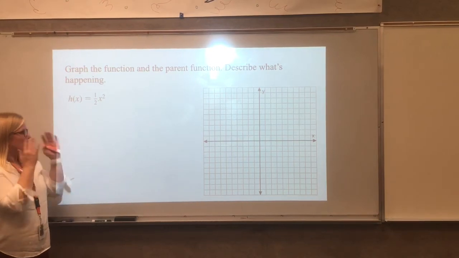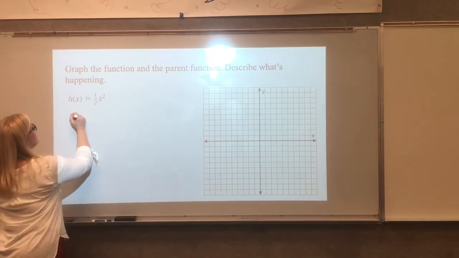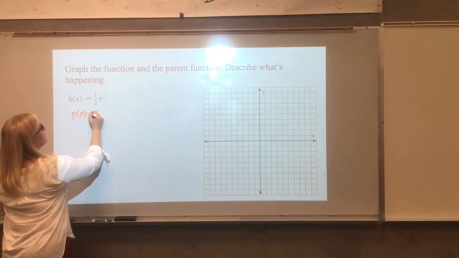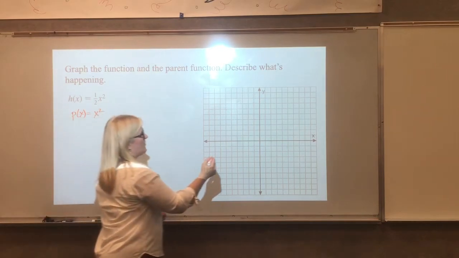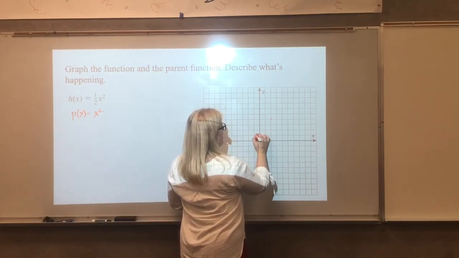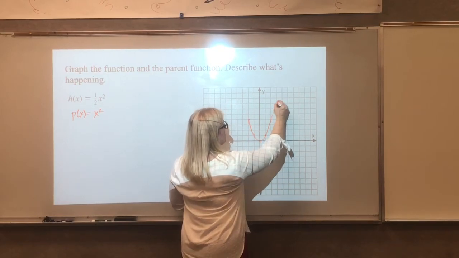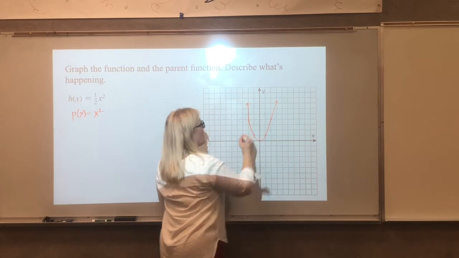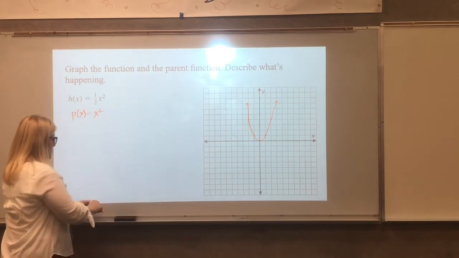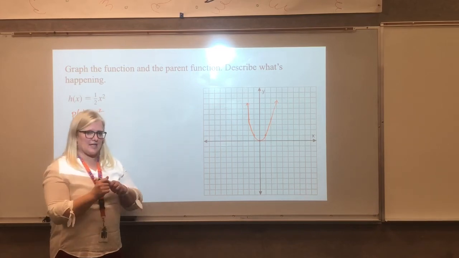All right, so quadratic, again, my parent function is x squared. And we've done these before, 0, 0, 1, 1, 2, 4, and it looks the same on both sides. So here it is. But let's see what happens when I multiply it by a half. Remember, this is going to be a shrink.